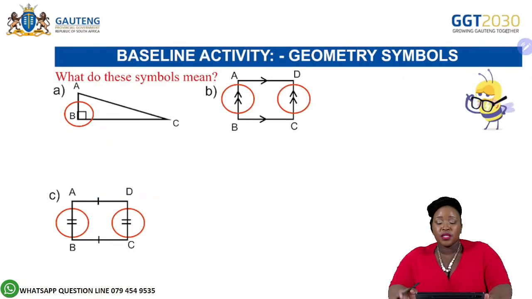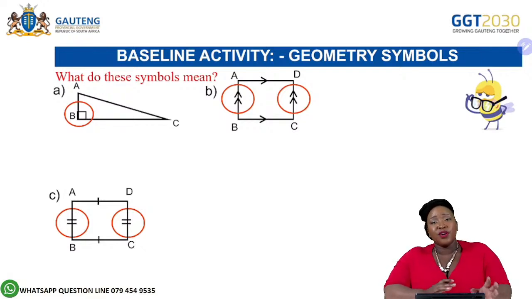Right, so this is our baseline assessment. I'm just going to give you 2 minutes. You don't have to draw the shapes, you just have to give the meaning of what these shapes mean. All right, so you just write A and write the meaning, B and C, just write down the meanings of these shapes. You have 2 minutes.